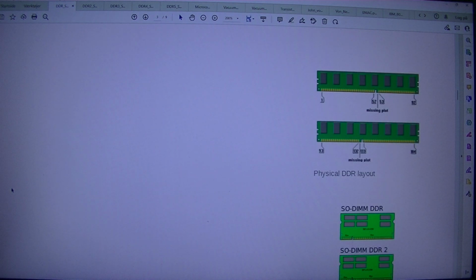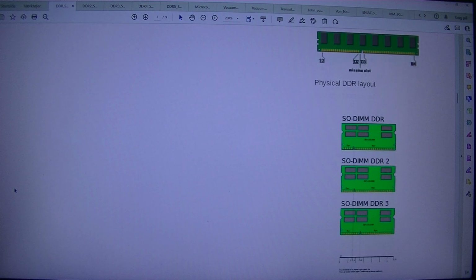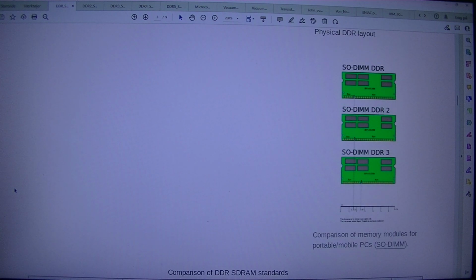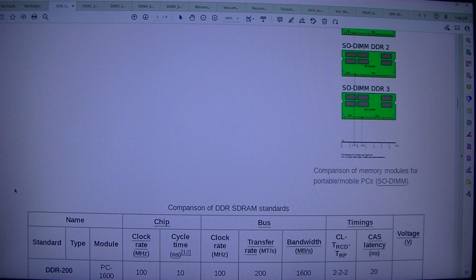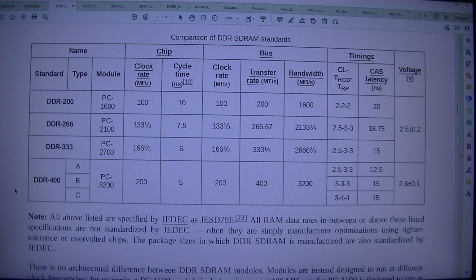Physical DDR layout comparison of memory modules for portable/mobile PCs, SDRAM. Comparison of DDR SDRAM standards: name, kit, bus, DIMMs, voltage (V), standard type, module, clock rate (MHz), cycle time (ns), transfer rate (MT/s), bandwidth (MB/s), CL, tRCD, CAS latency (ns).